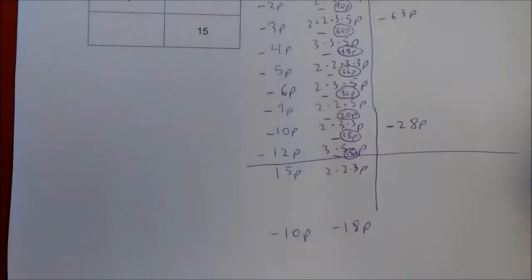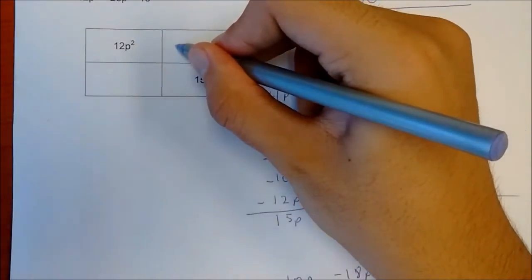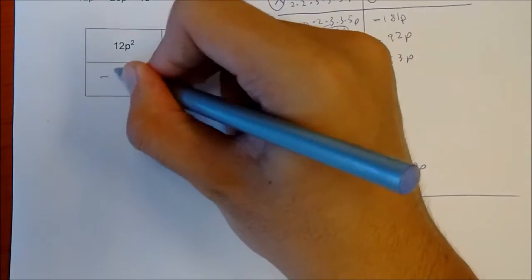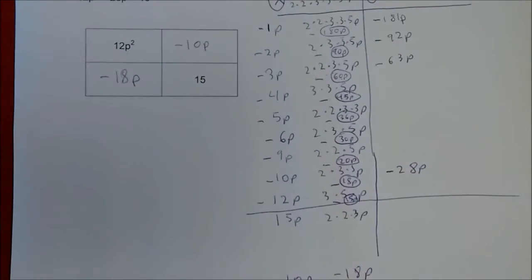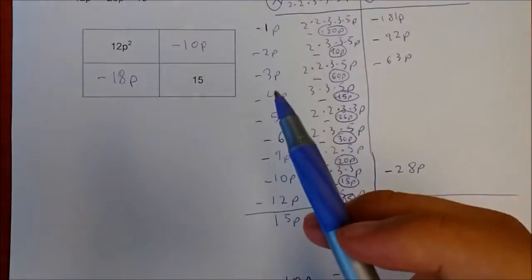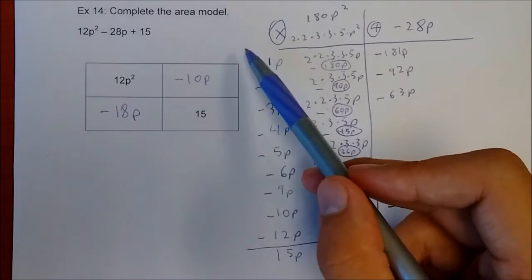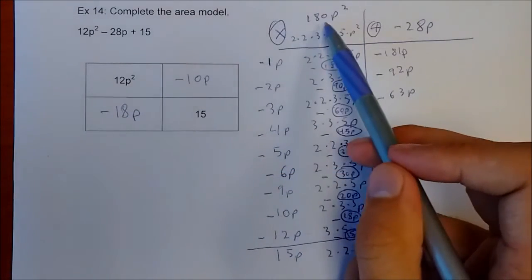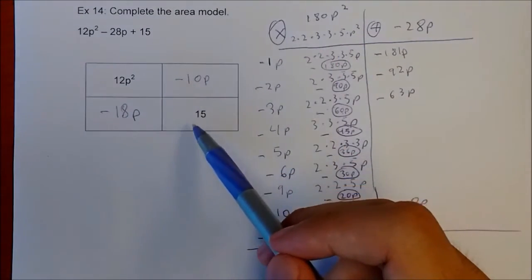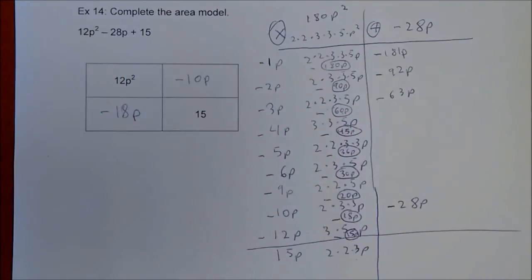So let's go ahead and add these to our area model, where we can just put negative 10p here and negative 18p here, and we have successfully completed the example. Now go ahead and pause the video and discuss what happened here with your neighbor. Remember that we can be sure that our answer is correct because if we multiply our two linear terms, we get 180p squared. And if we multiply 12p squared and 15, we also get 180p squared. We can also add negative 10p and negative 18p to get our negative 28p that was in the original equation.